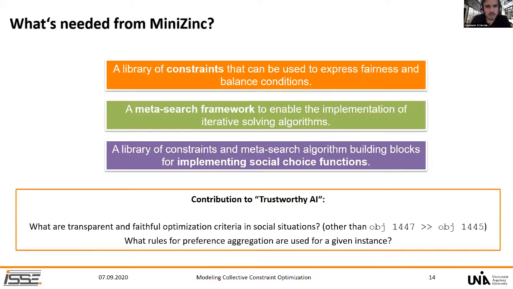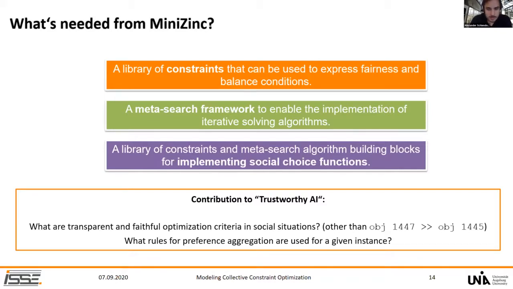And we thought about what's the contribution to this trustworthy AI workshop. We really believe it's important to define what can be transparent and faithful optimization criteria. So the usual situation when we go to people working with a model is, well, of course, this solution is better. It has objective value 1447, and this is actually more than 1445. But we might want to get more involved explanations. And so I'm really excited for the next two talks because I really face this problem quite a lot. And similarly now in collective problems.